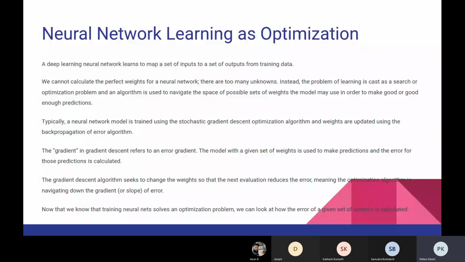So it is not always necessary that the minimum error is optimum for my system. This kind of optimization algorithm is known as the stochastic gradient descent optimization algorithm, and weights are updated using the back propagation of error algorithm. Now, what does the term back propagation mean?